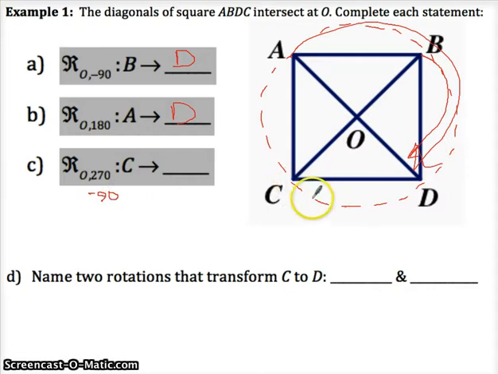Positive is this direction because it's kind of clockwise. So positive 270, I'd have to count that all the way around to here. That's going to end up at A. And if you notice, that's the same as going negative 90. Negative 90 is 90 clockwise. And from C to A clockwise is 90 degrees also.